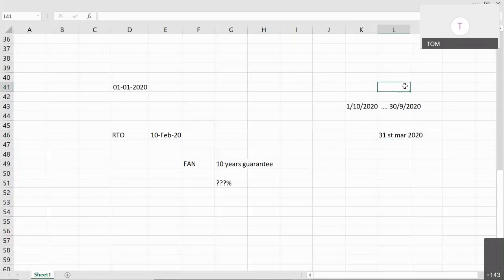Sir, date wrong, sir. Wait a minute. We are closing the books of accounts on 31st March 2021.